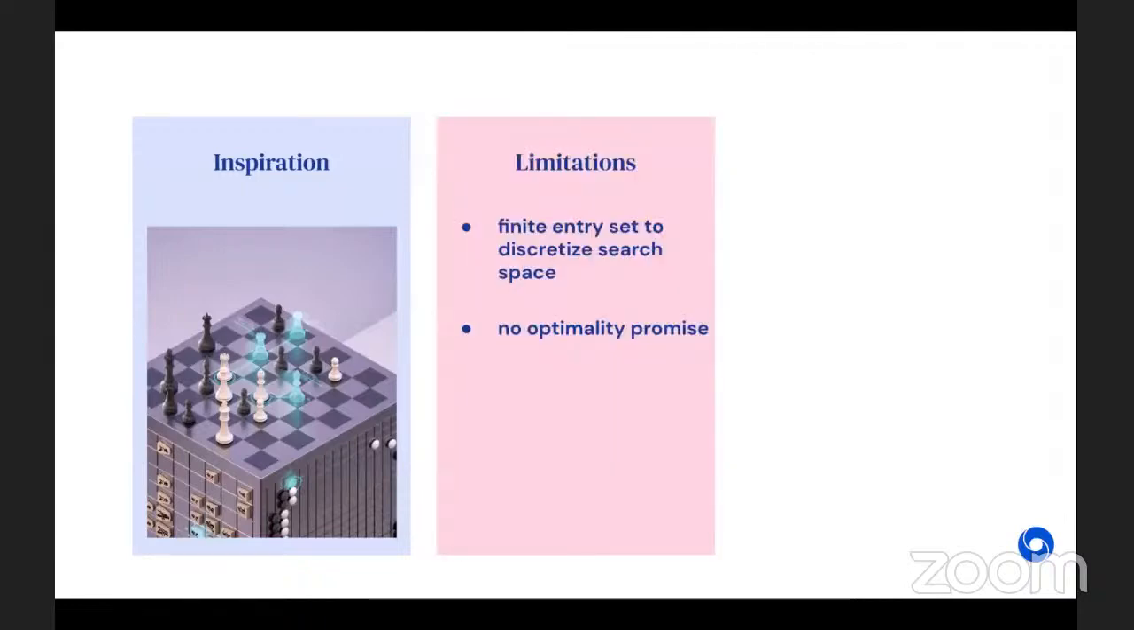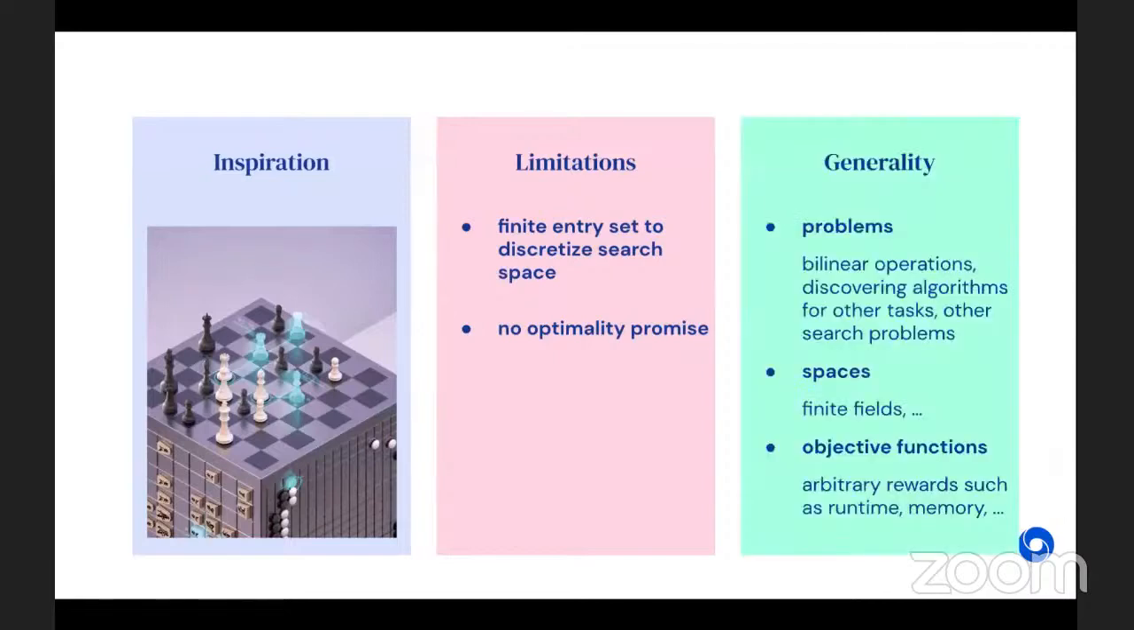Now, there is a number of limitations. As I said, we had to discretize the search space. We do not have any optimality promise in the sense that we do not get any lower bounds, but just upper bounds. But I think what's really very exciting about this approach is that it's very general, right? So you could apply it to different algorithmic problems. You could apply it to other search problems. And also in terms of objective functions, you can really consider any reward, even things that are non-differentiable, wild and stochastic, as for example the runtime.